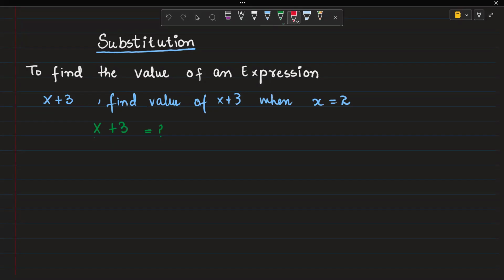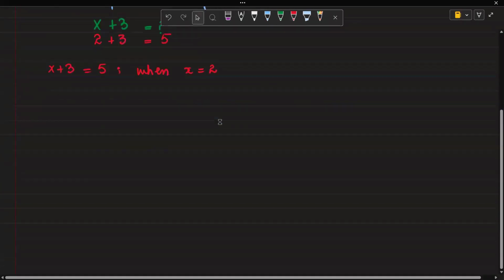So what you will do, instead of x you write 2, then plus 3 as it is. That means the value of your expression is 5. I'll say it again. The value of x plus 3 is equal to 5 when x is equal to 2. This is your final answer. Let's try one more example.